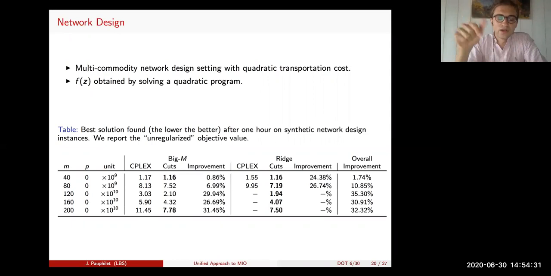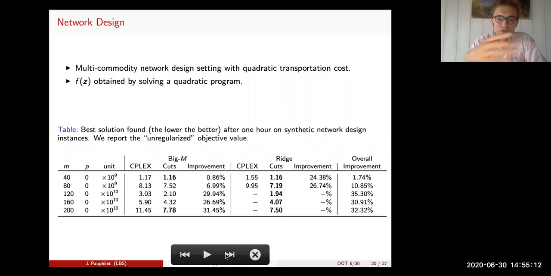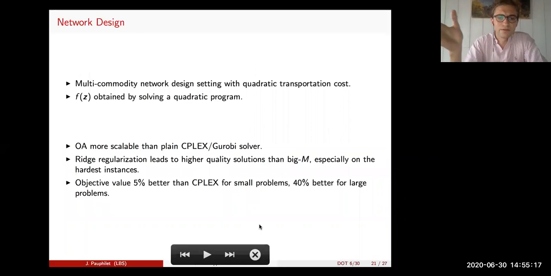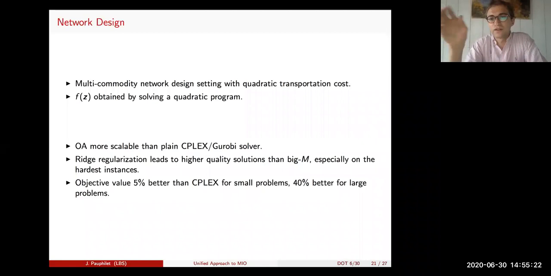And so here are three observations to be made. The first one is that this outer approximation procedure scales better than just giving the problem to CPLEX naively. And that's intuitive because that's what decomposition algorithms were built for, right? Improve scalability on large scale instances. The second thing is that we generally obtain better solutions using ridge regularization. In this case, I think it's because it's a network flow problem. There's a natural network structure, and not imposing big M, namely not adding constraints, is a good way to preserve this nice structure and speed up the generation of the cuts. The third observation is just general improvement. We see an improvement in the solution found from 5% up to almost 40% for some of the hardest instances.